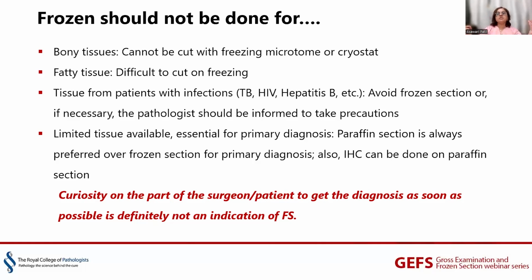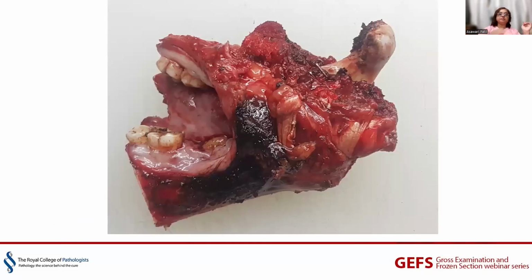Many times, they will send tissue separately in formalin. So they will send some tissue for frozen section and some tissue separately for formalin. In that case, whatever tissue we have received for frozen section, we can submit entirely and look for the specific pathology we want to look for. Definitely, curiosity on the part of the surgeon or patient to get the diagnosis as early as possible is not an indication for frozen section. That should be discouraged.